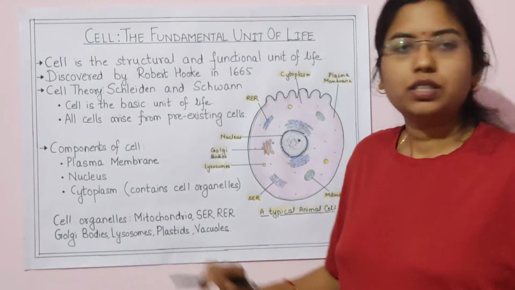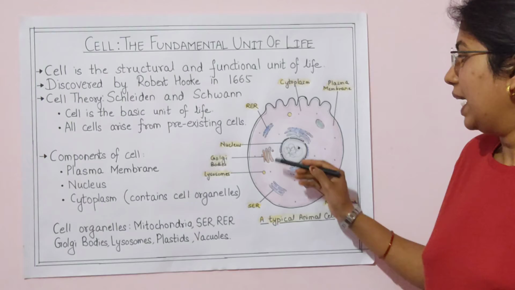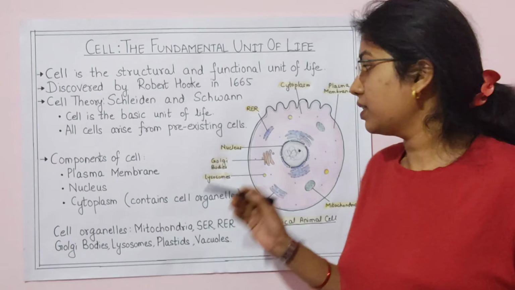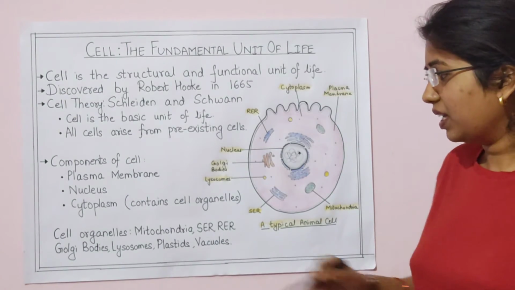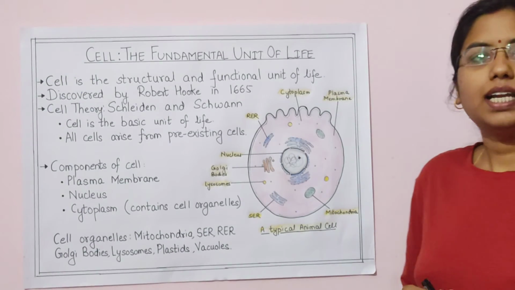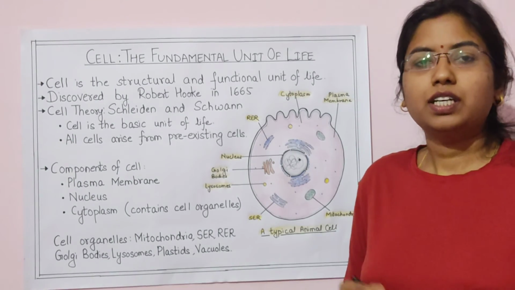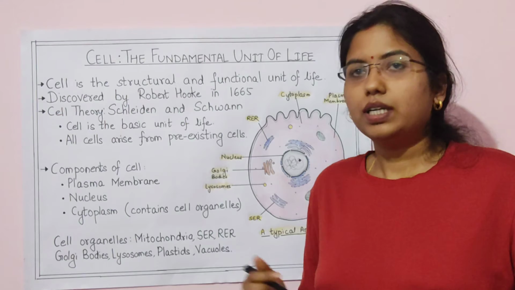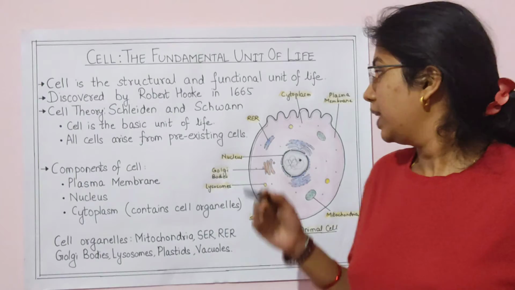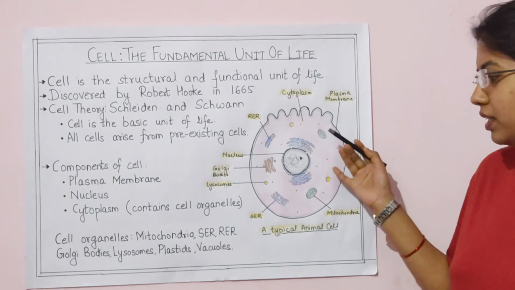Now we'll talk about the Golgi bodies. Golgi bodies were discovered by Camillo Golgi, and these are basically responsible for packaging and dispatching of materials all across the cell. Now the next one is lysosomes. These are the lysosomes, and lysosomes are called the suicide bags of the cell because they contain digestive enzymes. When a cell gets damaged or a foreign material enters into the cell, the lysosome bursts and releases digestive enzymes which digest the whole cell. Therefore, it is known as the suicide bag of the cell.